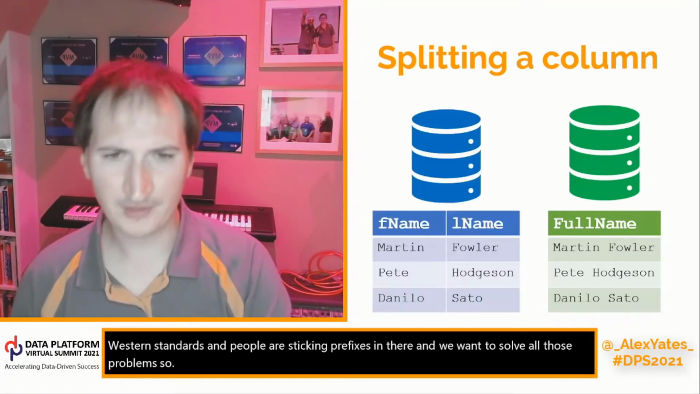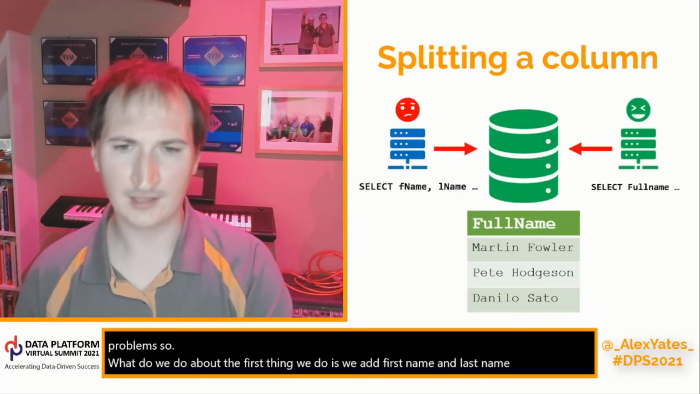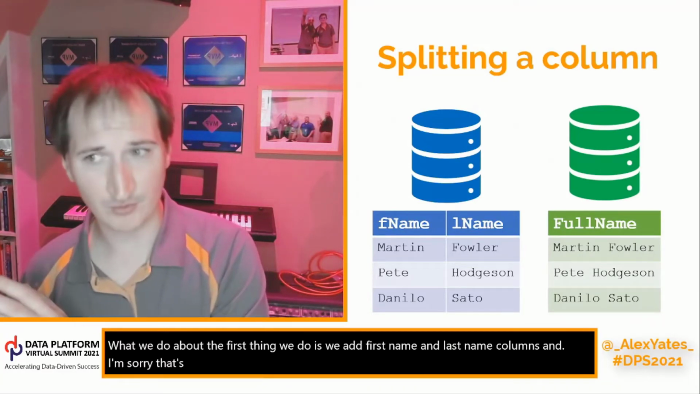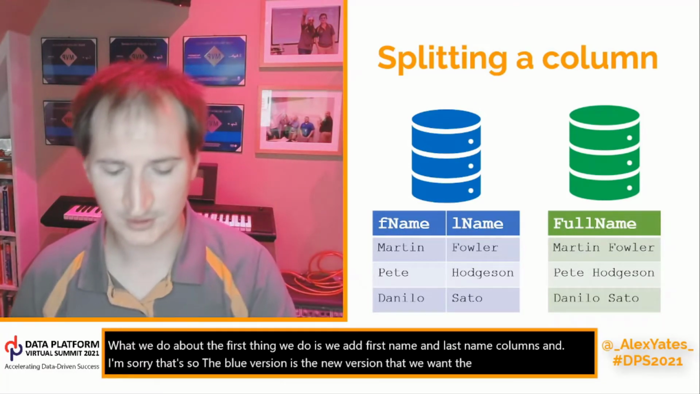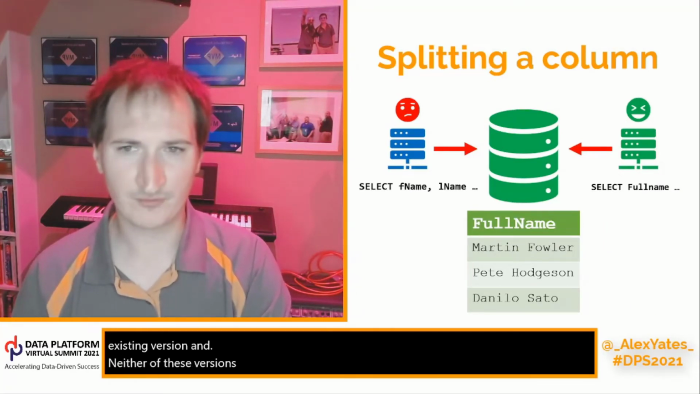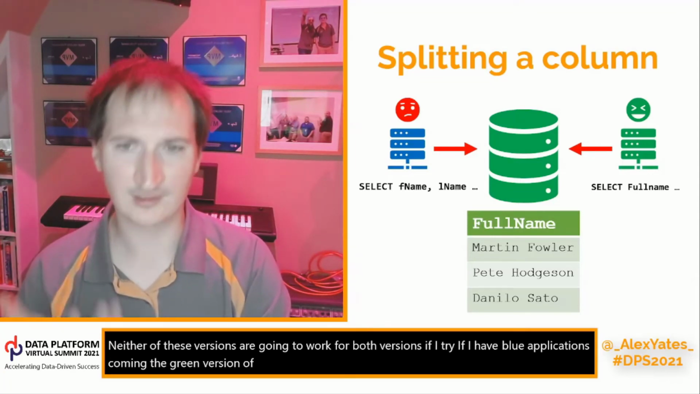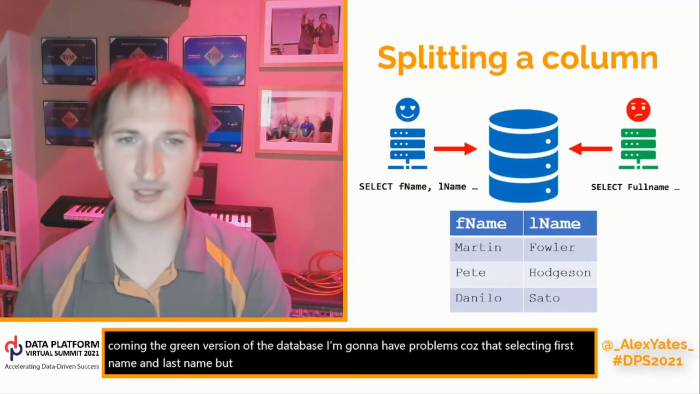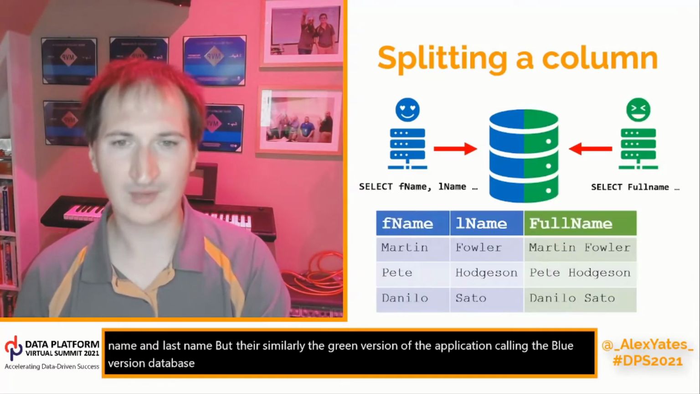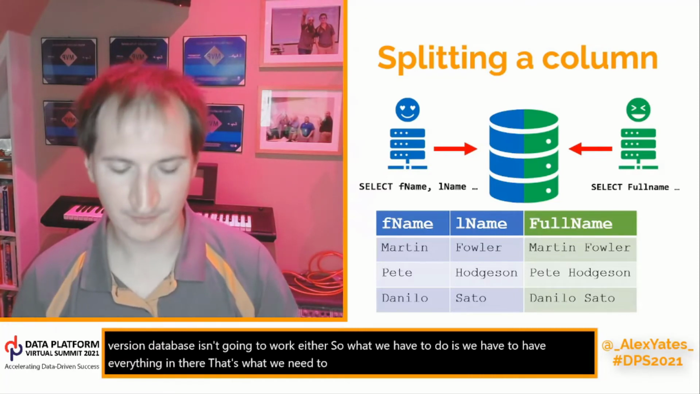So what do we do? Well, the first thing we do is add first name and last name columns. The blue version is the new version that we want. The green version is the existing version, and neither of these versions of the database is going to work for both versions of the application. If I have blue applications calling the green version of the database, I'm going to have problems because they're selecting first name and last name, but they're not there. Similarly, the green version of the application calling the blue version of the database isn't going to work either. So what we have to do is have everything in there. That's what we need to have during this transition phase.